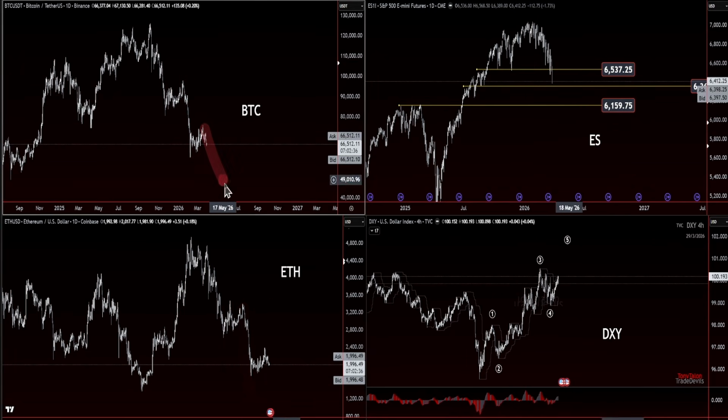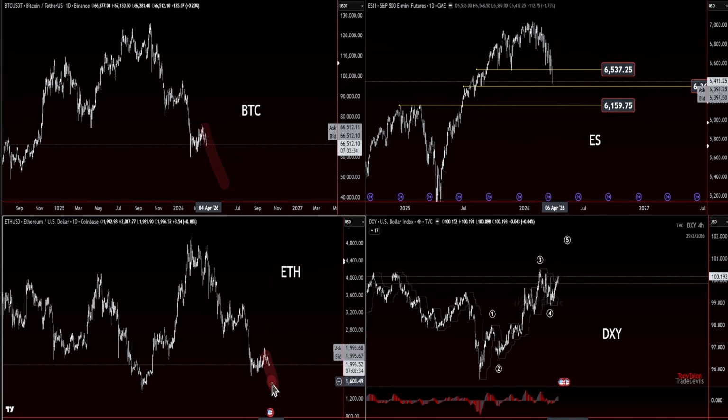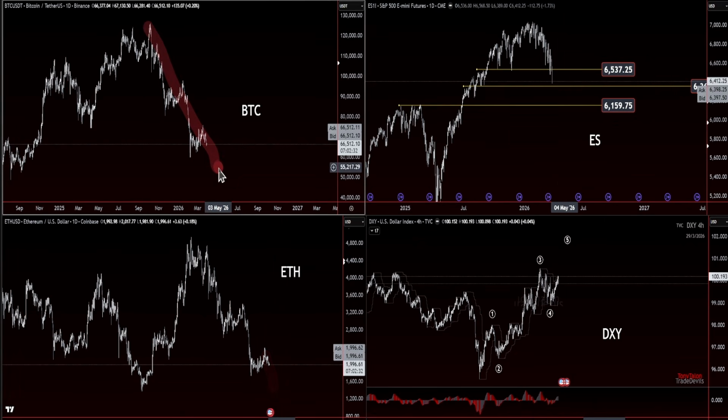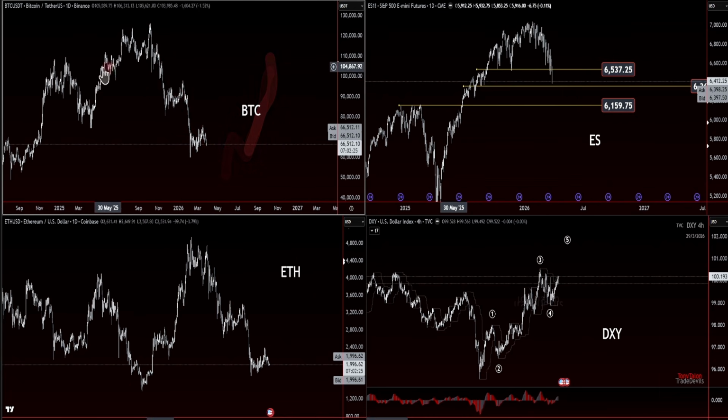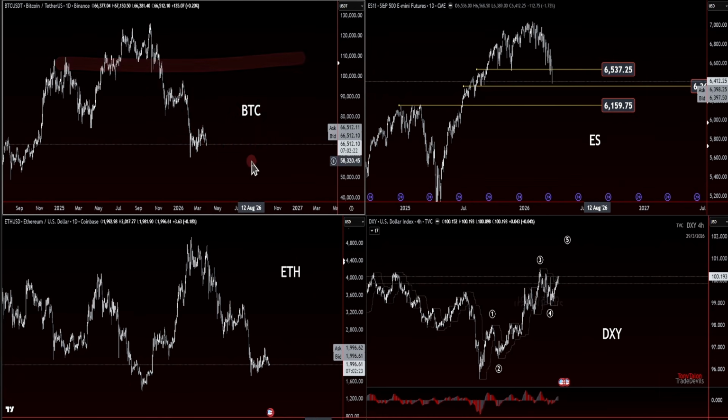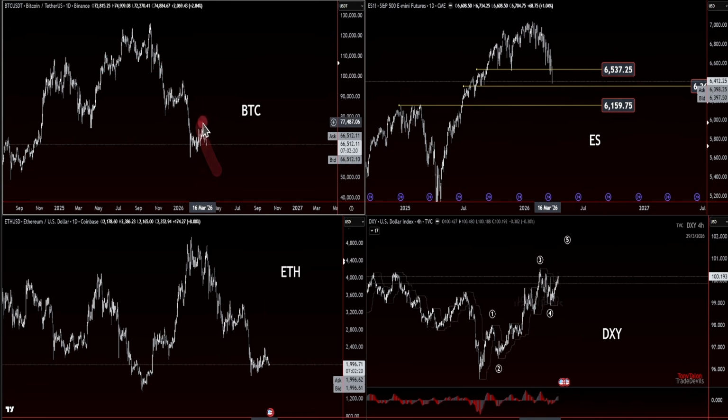I could see a nice flush down here, and then that would finish our double zigzag potential, and then we start getting a move up. If not in a correction, then we start potentially getting a higher bounce. But these things need to play out first. We need to sweep this low, in my opinion, reclaim it, and then we'll see where we go from there.